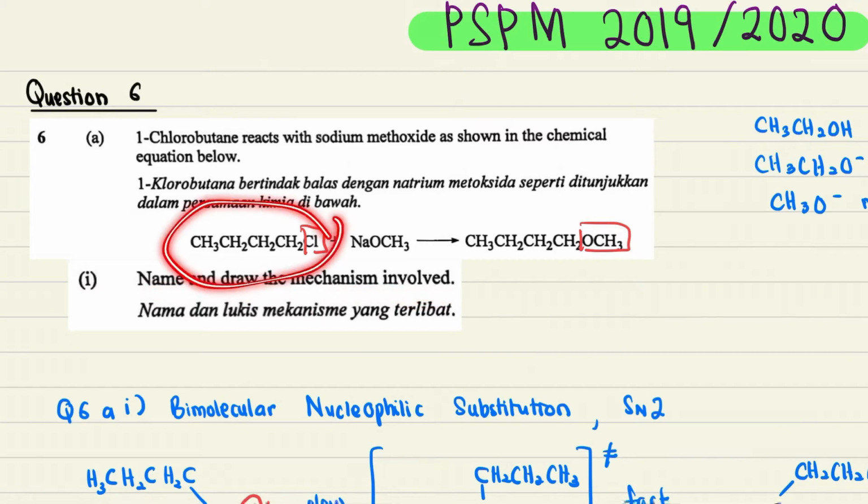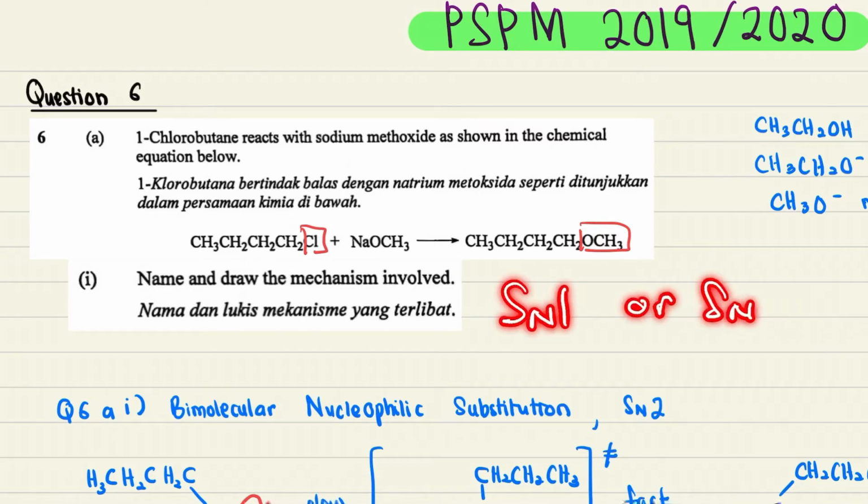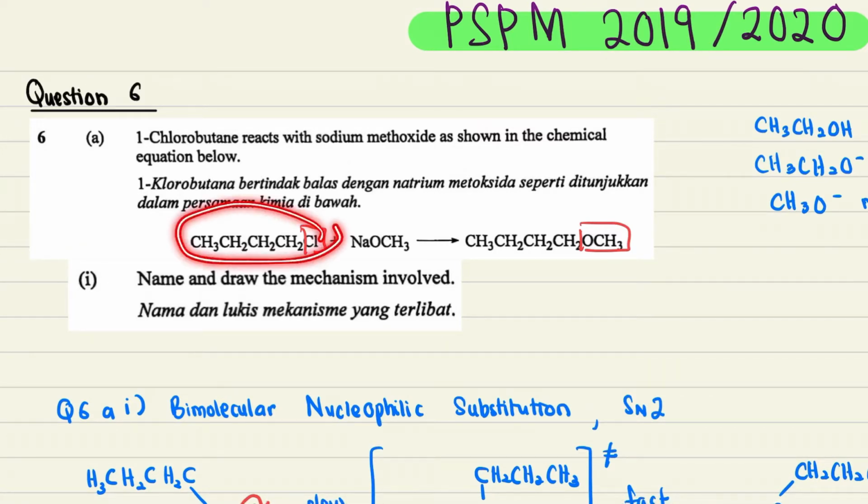So this is haloalkane. Bila chapter haloalkane ada dua jenis mekanism iaitu SN1 or SN2. And dia ada cara untuk determine SN1 SN2 iaitu by looking at the class of the haloalkane. If we look at this haloalkane, Cl here attached to this carbon, yang attached to one carbon. So basically this carbon here adalah primary carbon. So bila primary carbon, maksudnya dia adalah primary haloalkane.